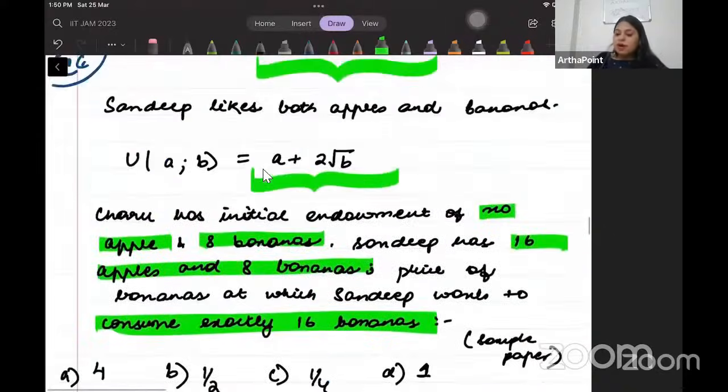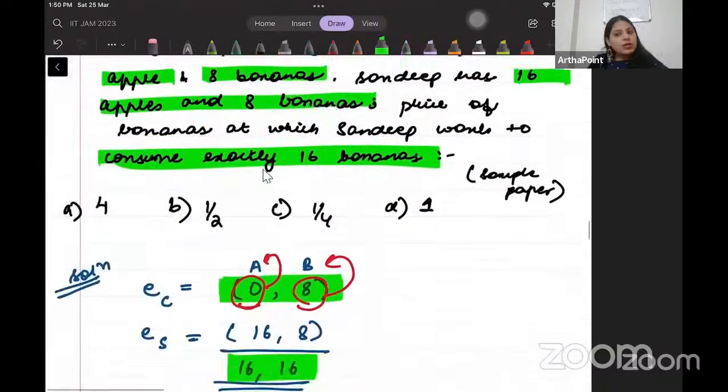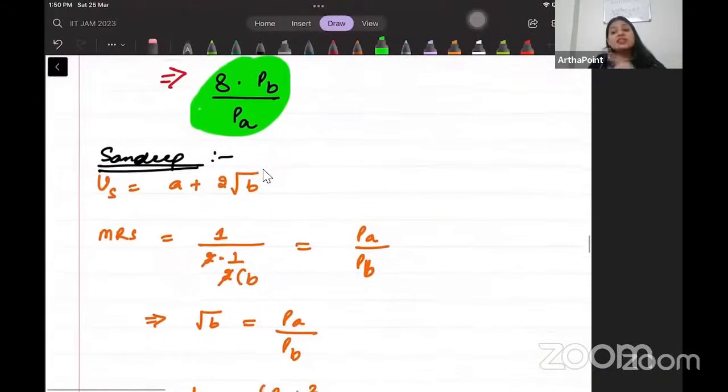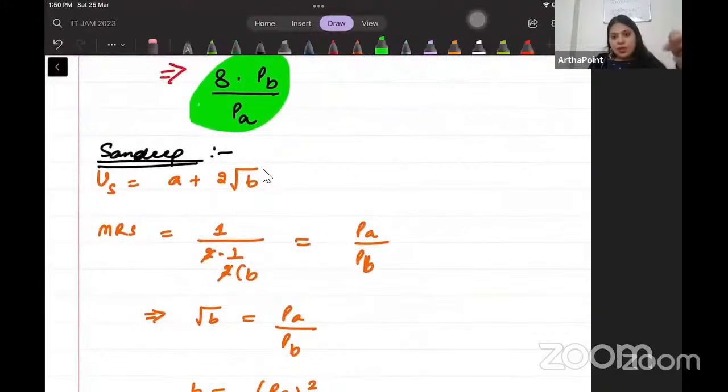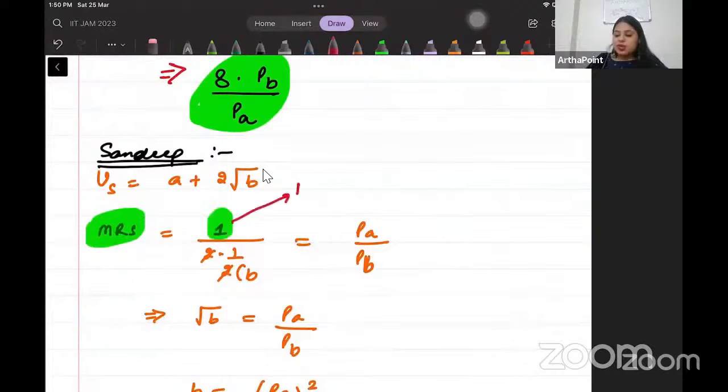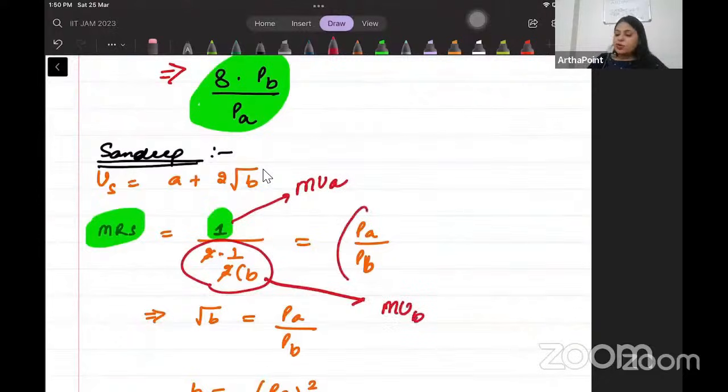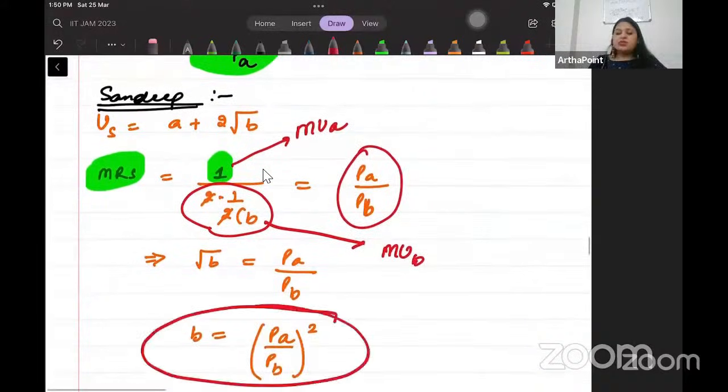Now let's talk about Sandeep. He has quasi-linear preferences. So what will he do? He will consume in such a way that his MRS is equal to price ratio. So I find out his MRS and I equate it to the price ratio. What is his MRS? Differentiate with respect to A, this will be MUA. Differentiate with respect to B, this will be MUB. And equate it to the price ratio. When I do that, I get that B is PA by PB whole square.